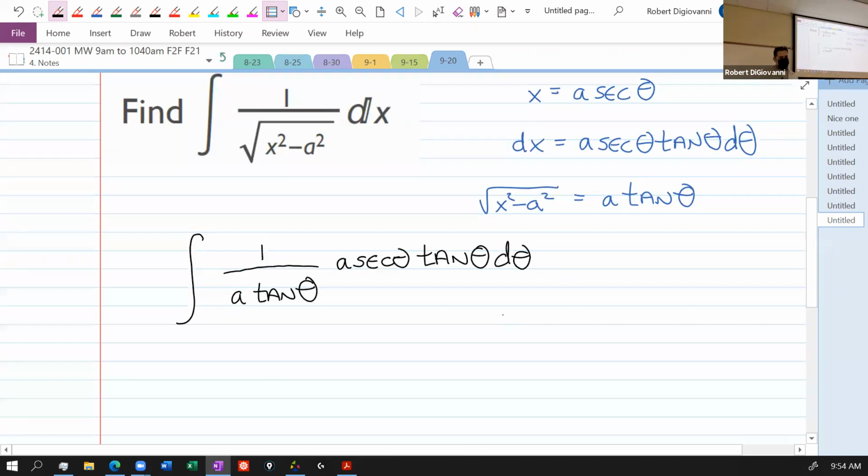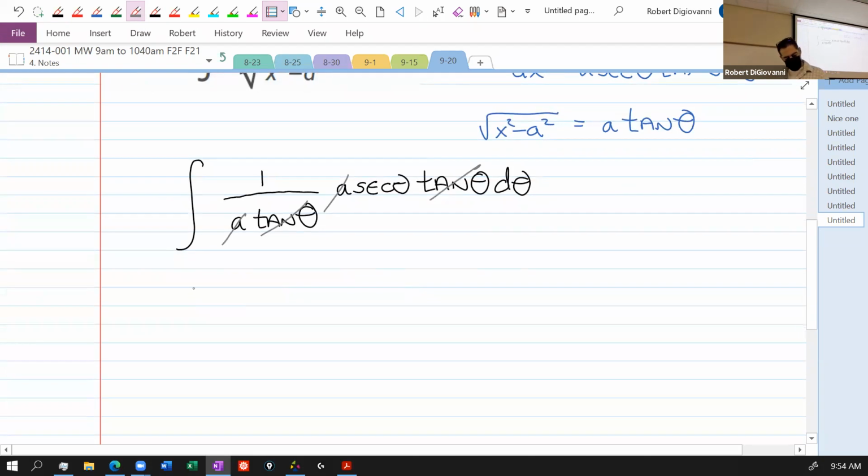And actually, we get some pretty good stuff happening, don't we? We get the A's to cancel. We get the tangent thetas to cancel. And all we're left with is the integral of secant theta d theta. And what is the antiderivative of secant theta?